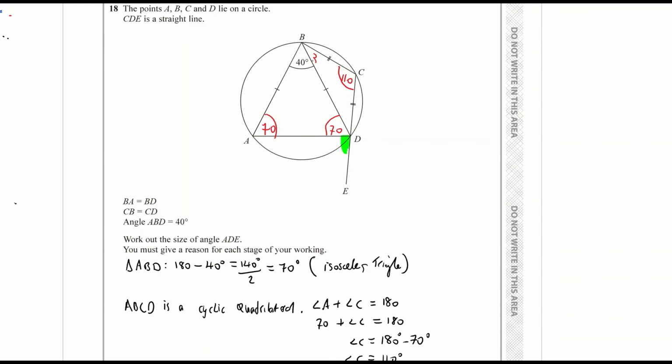So 35 and 35. Now my final step to get the angle ADE, all we have to do now is focus in on these three angles together. They're on that straight line. All angles on a straight line must add up to 180. So what I'm going to do is add 70, 35, and take away from 180. So that's my final step now.